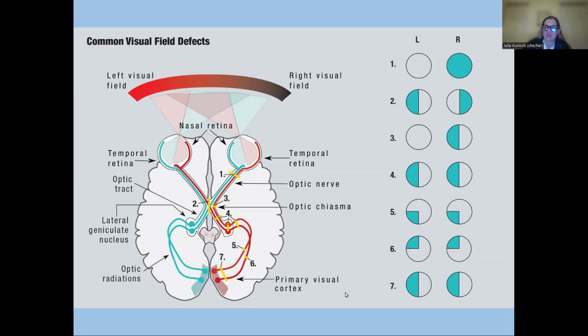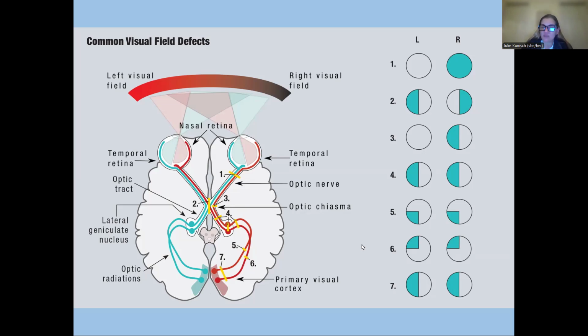Okay. And then number 7 is just showing you if the optic nerve gets hit by a big lesion back by the visual cortex, people can also experience the same as number 4, homonymous hemianopia. Okay, because it's still nasal from one side and peripheral from the other side. Okay.